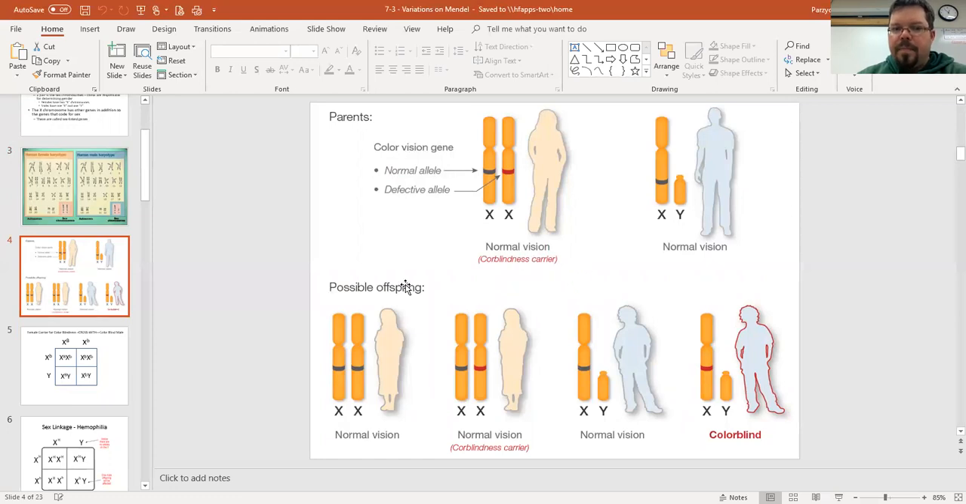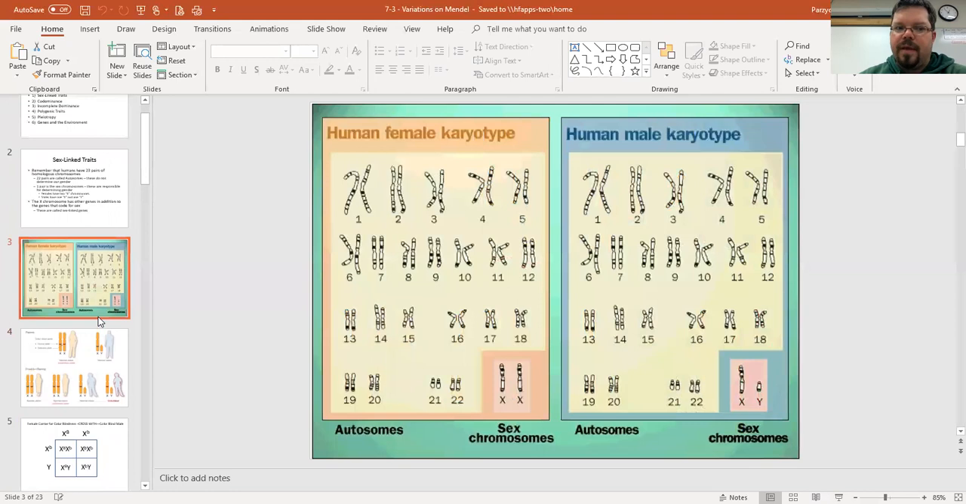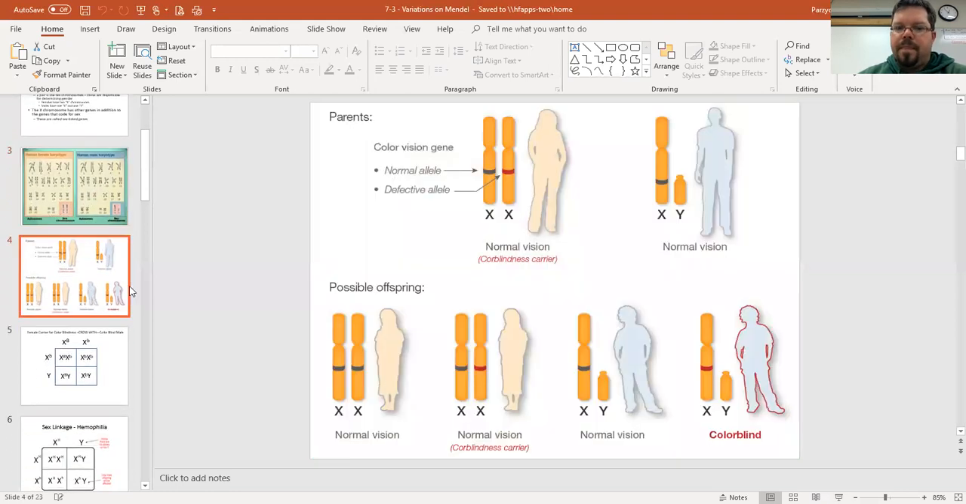Now, going back to this slide, in the case of sex-linked traits, it is more prevalent to see these different characteristics in males because males only carry one X chromosome.